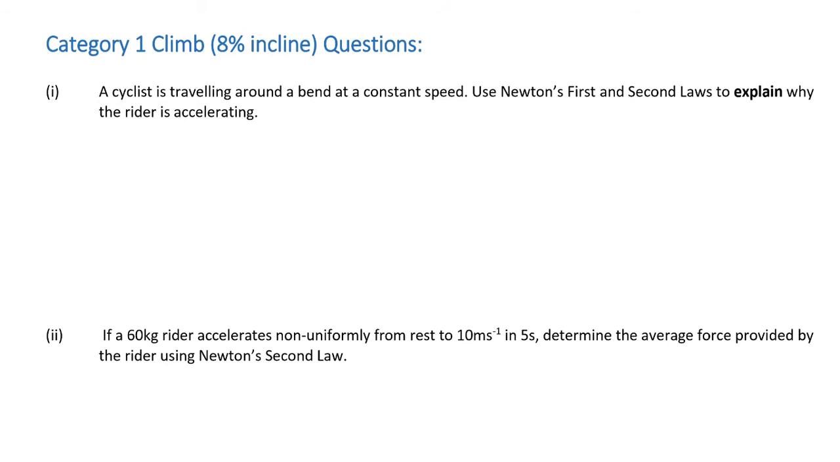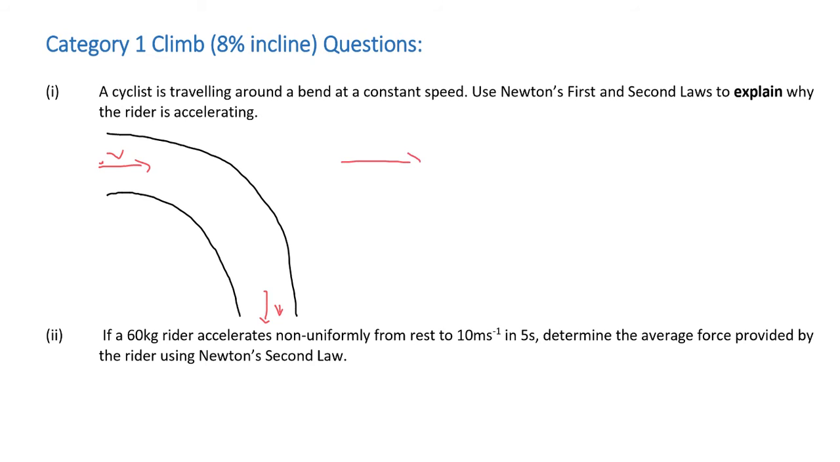Alright, so the next one, we've got a cyclist traveling around a bend at constant speed. Use Newton's first and second laws to explain why the rider is accelerating. So if we sketch ourselves a bend, at the start of the bend the rider will be traveling at a velocity v, and we know it's constant speed, so when it reaches the end of the bend, going around here, it's still going at a speed, we'll call it v. So what we've done is we've gone from this, and we've ended up with this.